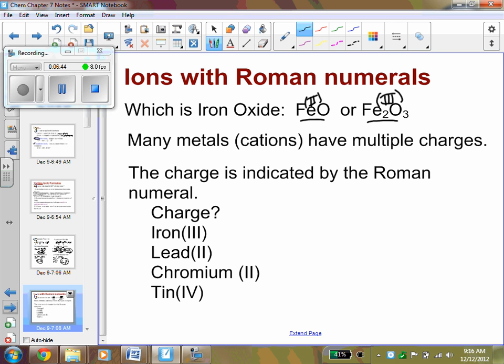So the charge is indicated by the Roman numerals. That makes it real easy. You don't even have to look these up. Iron 3 is going to be Fe3+. Lead 2 is going to be Pb2+. Chromium 2 is going to be Cr2+. And lead 4 is Pb4+. So just be careful when you're using these things that you know exactly what you're doing. I think we're going to practice some on the next slide.